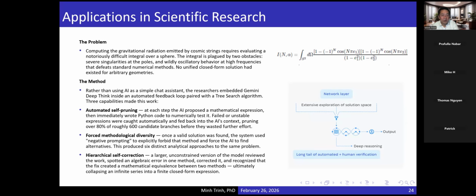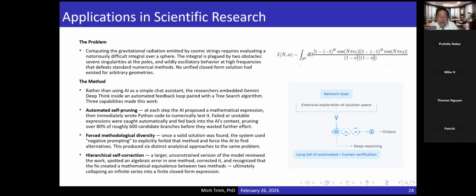Okay, so I'm going close to the end. So the Gemini Deep Think has been used in collaboration with scientists to see how scientists can use an LLM, deep research, for real science, for real scientific research.